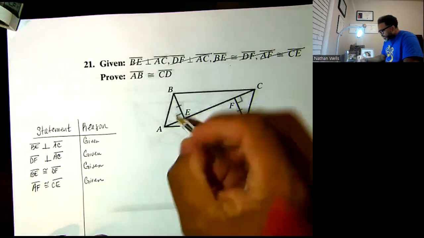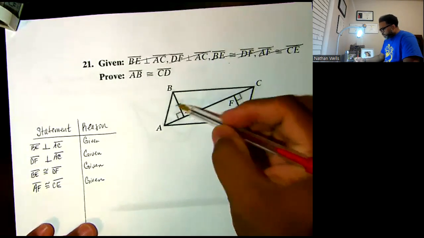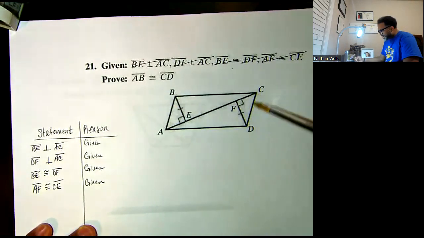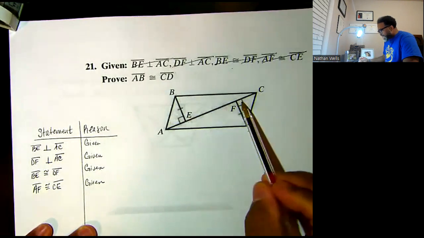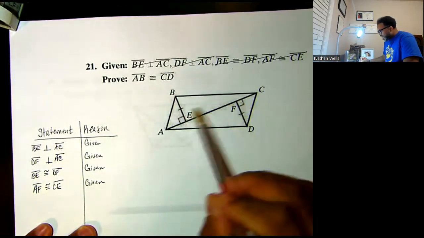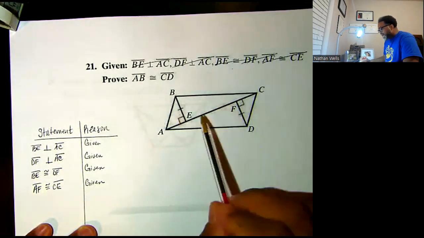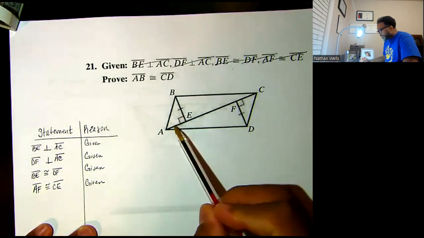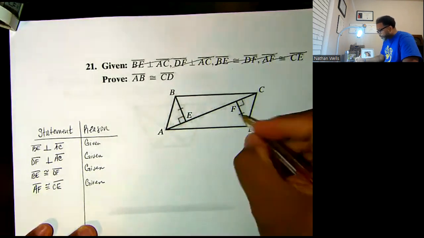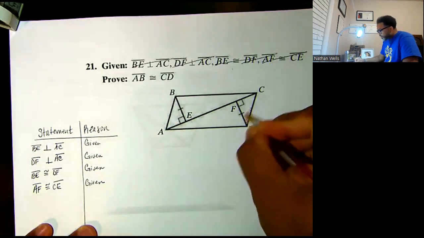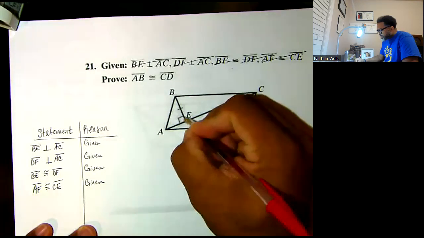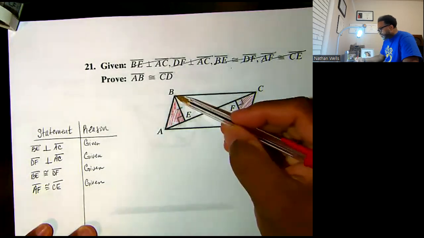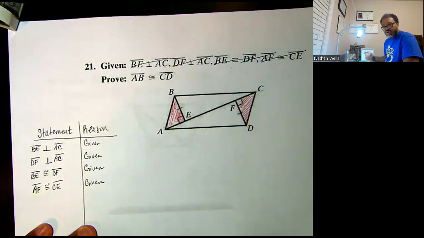All right, so Kennedy, we need to prove that segment AB is congruent to segment CD. We already see that they have a side and an angle in common that's corresponding. So what I can clearly see is that we need side, angle, side in order to prove that these two triangles are congruent. And if I could show that these two triangles are congruent, I'll be able to prove that corresponding parts are congruent.